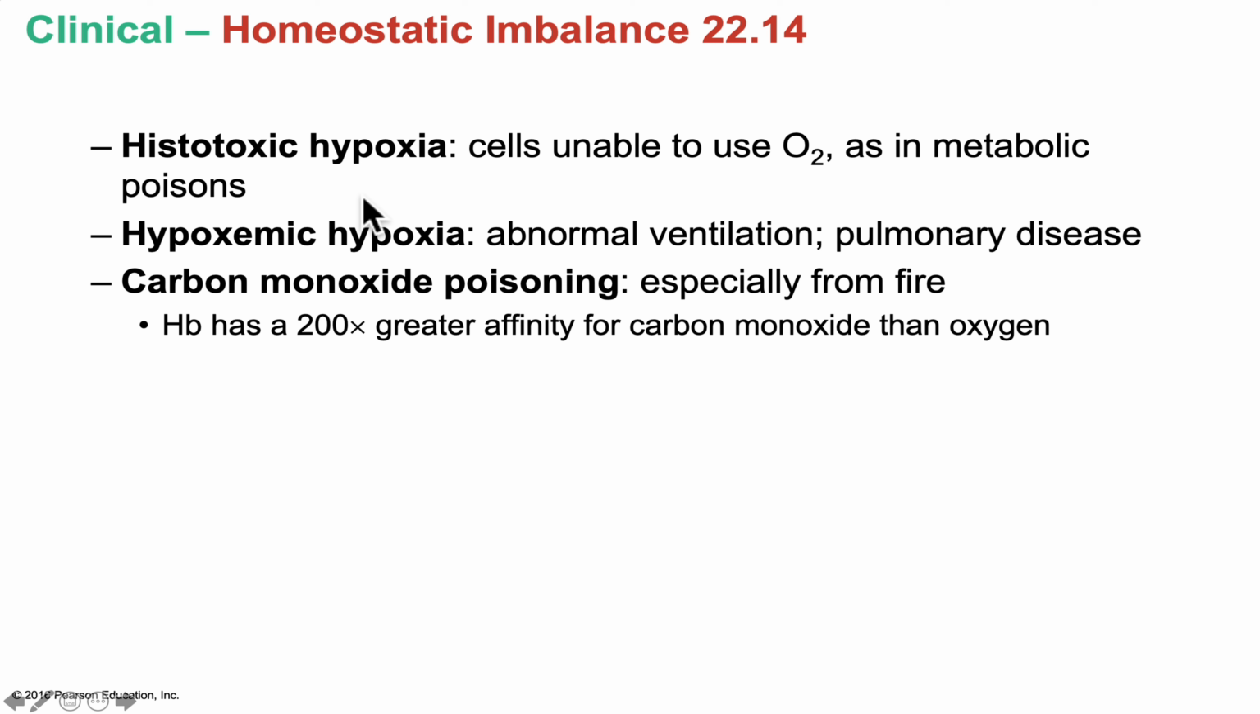Hypoxemic hypoxia is usually indicated by reduced arterial blood oxygen levels. Possible causes include disorders of ventilation-perfusion coupling, pulmonary diseases that impair ventilation, and also breathing air containing not enough oxygen, like scant amounts of oxygen in the air you're breathing. This could also result in hypoxia.